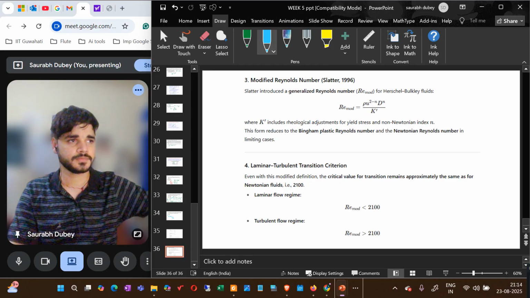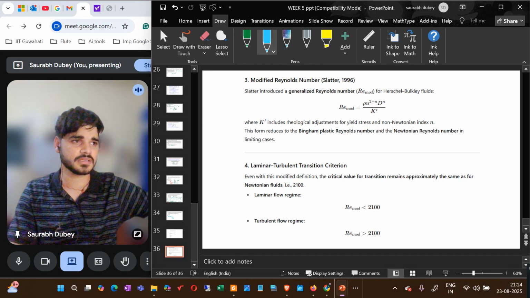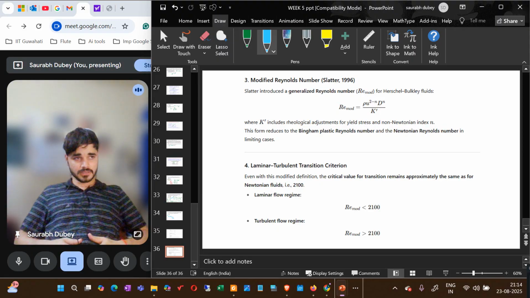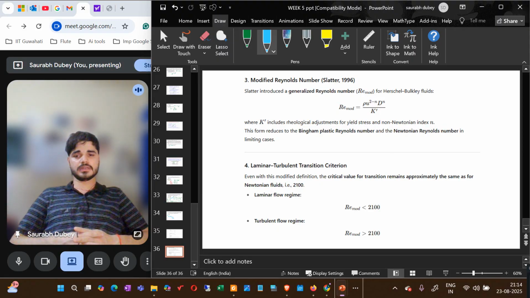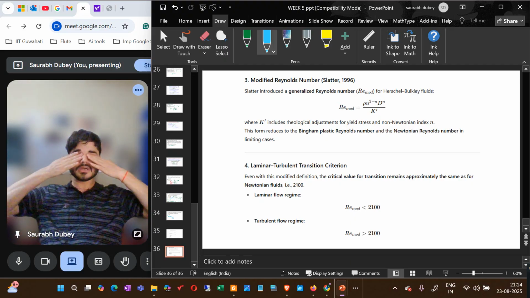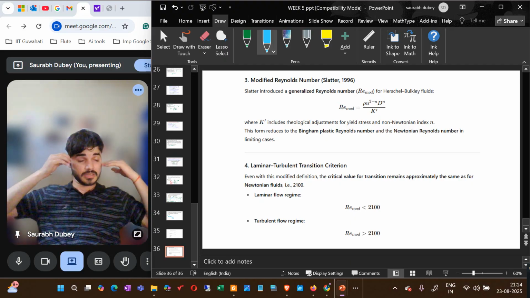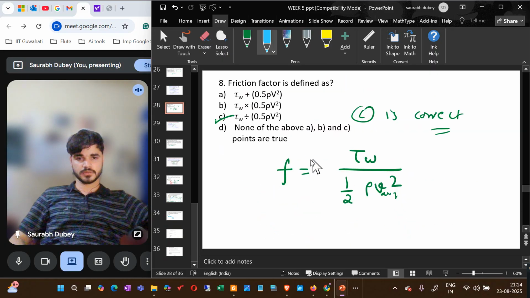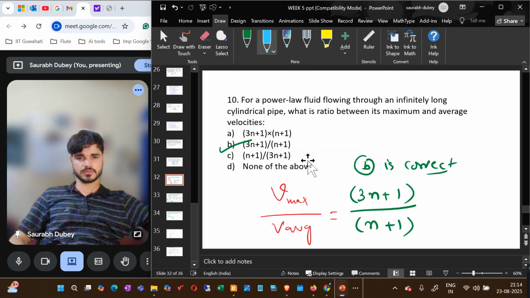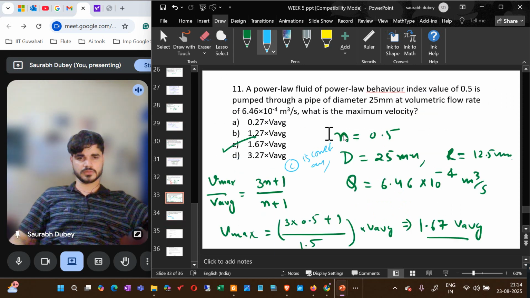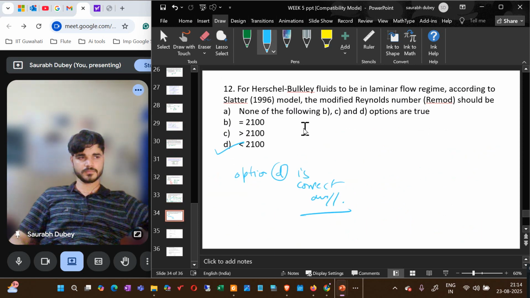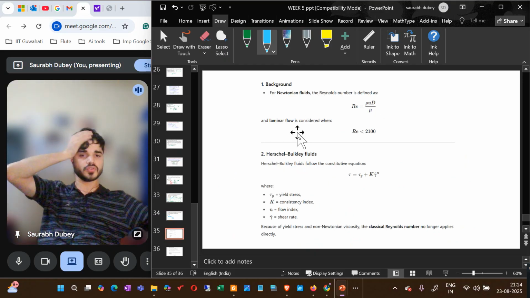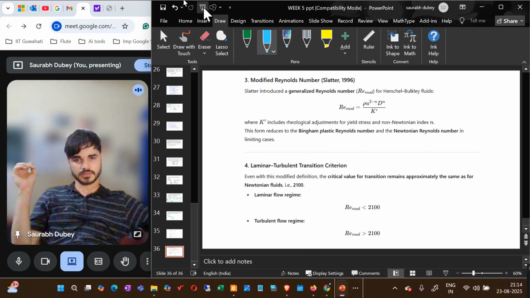So according to the Slattery 1996 model, for a Herschel-Bulkley fluid to be in the laminar situation, is Re mod less than 2100 correct? Okay, that's what the question was asking. So that is it for this particular question.